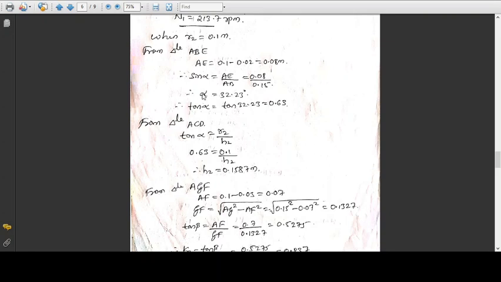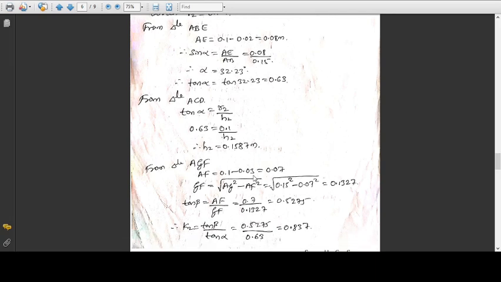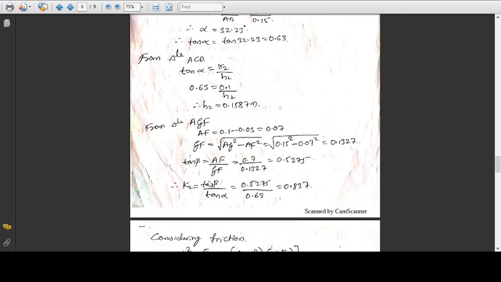So once you get the value of alpha, you can calculate tan alpha. So we are getting it as 0.63. Now from the triangle ACD, you can write tan alpha as opposite by adjacent. So opposite is R2 divided by adjacent is H2. Here we know the value of tan alpha, we know the value of R2, the only unknown is going to be H2. So after the simplification, you will get the value of H2 as 0.1587 meter.